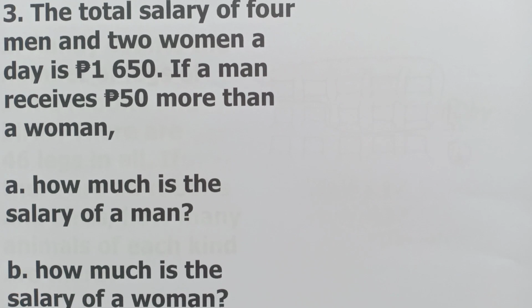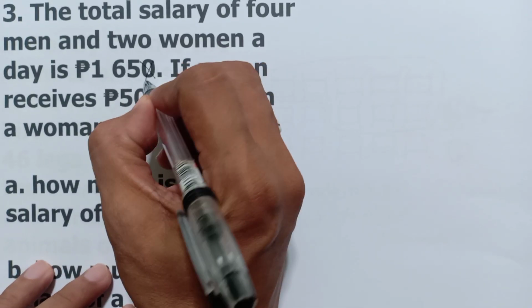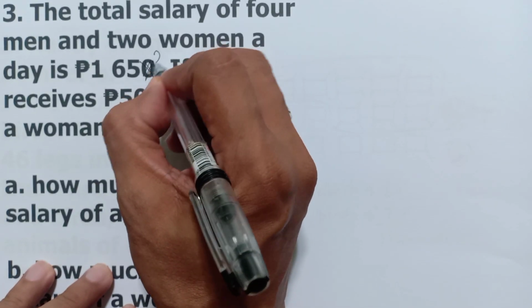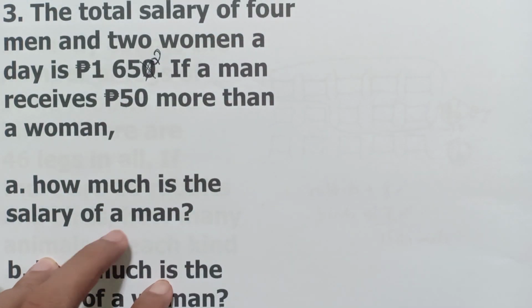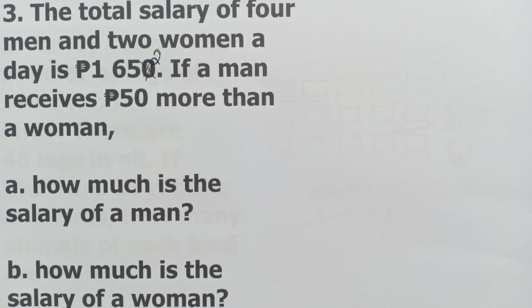Now let's solve problem number 3. The total salary of 4 men and 2 women a day is 1,652. By the way, there's a correction here. This must be 52, so let's make the correction. Again, this is 1,652. If a man receives 50 pesos more than a woman, first question: how much is the salary of a man? Second question: how much is the salary of a woman?